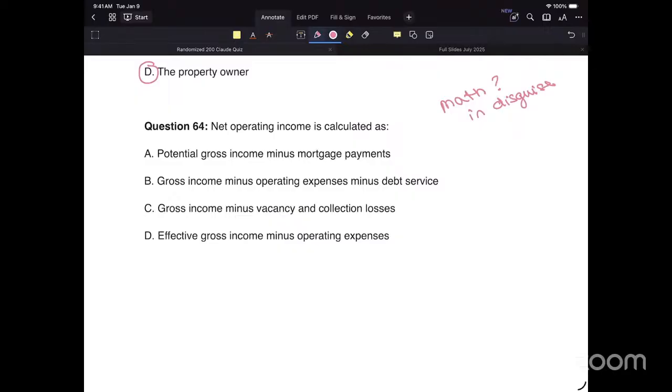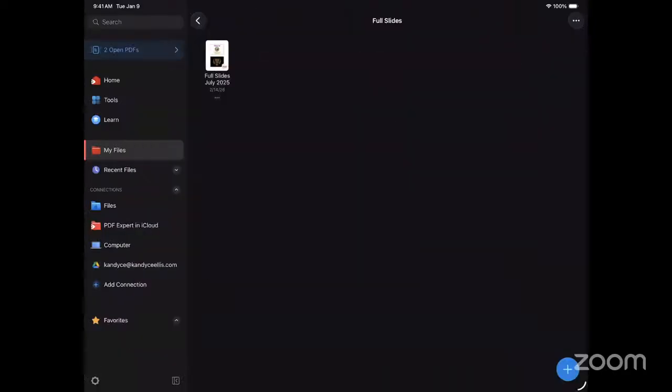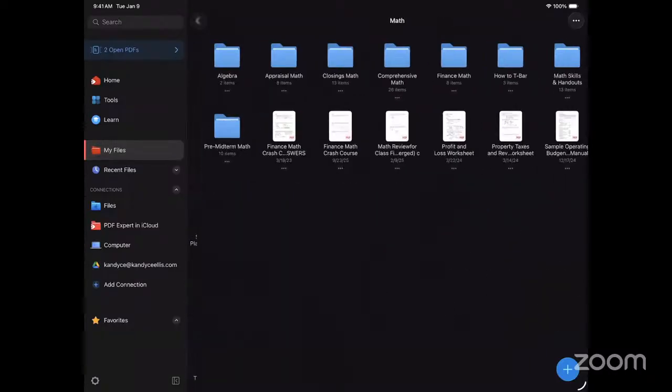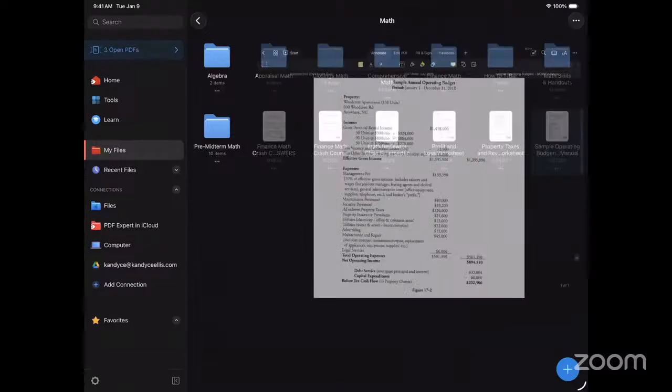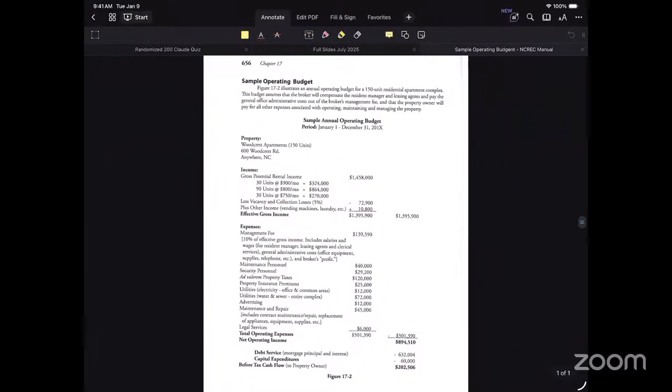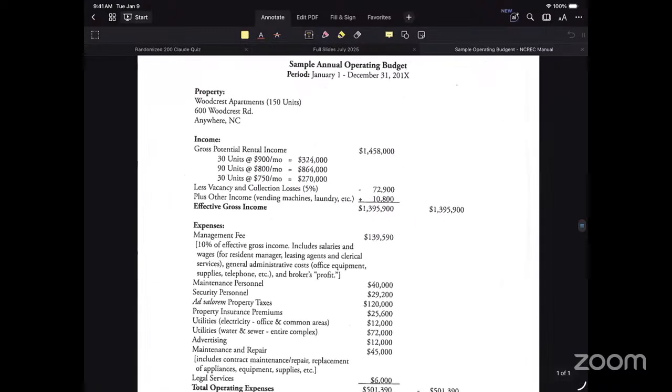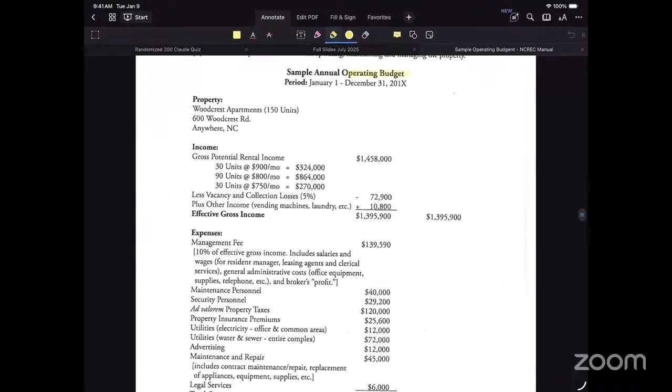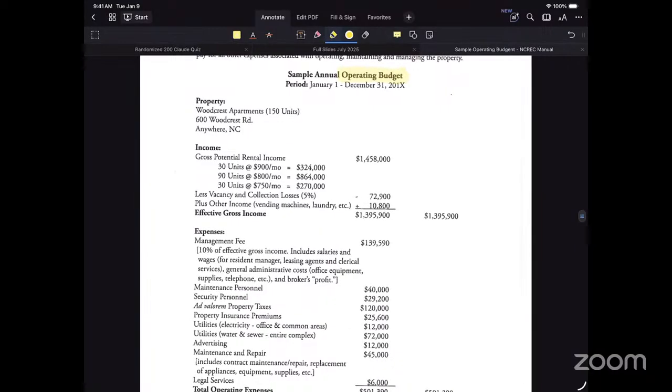Now, let me go to my files. Let me go to math. I was just doing this with my students. This is a sample operating budget, and this sheet came directly from my old commission. Well, they're still my commission because I'm still licensed in North Carolina. But I love this example because it makes it very clear. When you are a property manager, one of your duties is to create an operating budget.